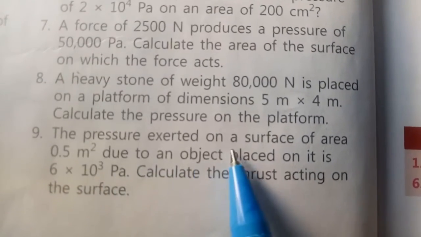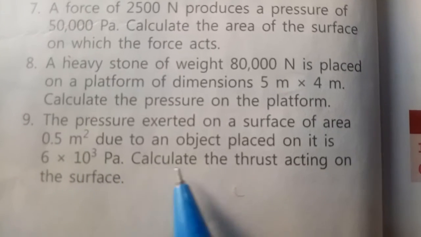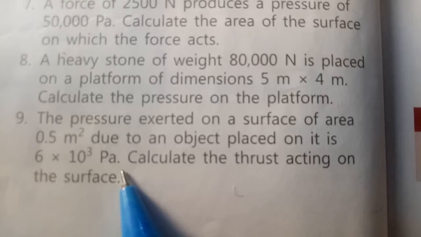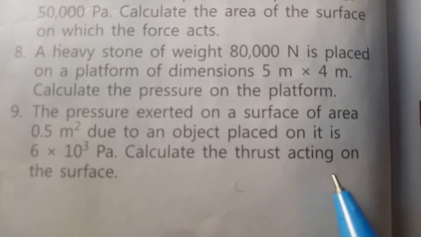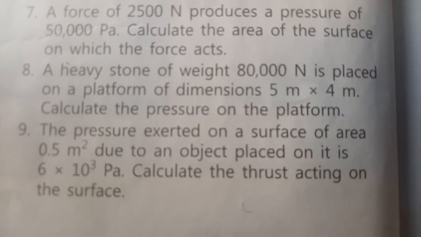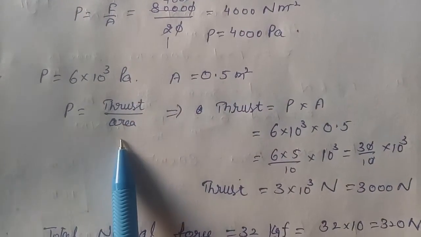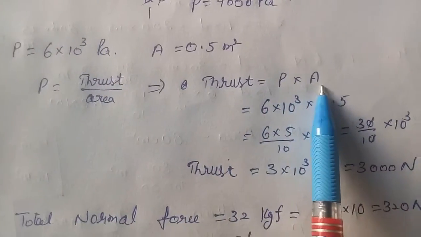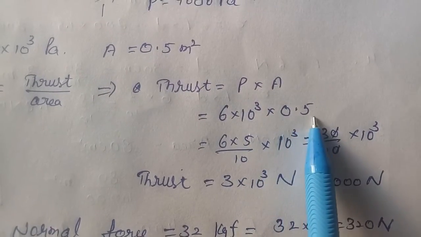Ninth numerical, the pressure exerted on a surface of area 0.5 meter square due to an object placed on it is 6 into 10 raised to power 3 Pascal. So pressure is given, area is given, calculate the thrust acting on the surface. So we have to calculate the force, normal force. Pressure equal to thrust by area, that is normal force over area. So thrust equal to pressure multiply area. So put these two values, 6 into 10 raised to power 3 pressure multiply 0.5.